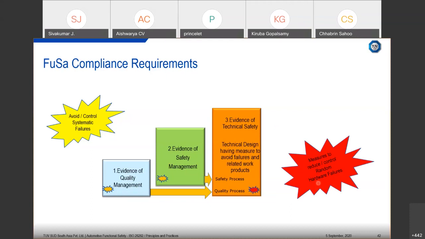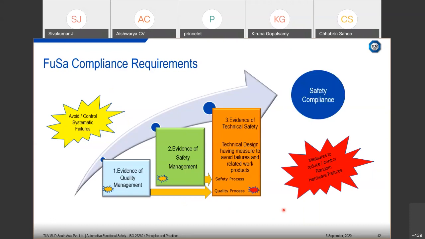So in the beginning of our discussion, we said we need to reduce the systematic failure and the random hardware failure. If we avoid these, then we can also avoid the accidents. That's what we discussed. So by having these two, we can reduce the systematic failure, and by having this technical aspect, we can also reduce the random hardware failure by having more and more safety mechanisms and detection capability and so on. So if you have all these things along with the proper evidences, then I can say it can achieve the safety compliance. So that is what I would like to say.